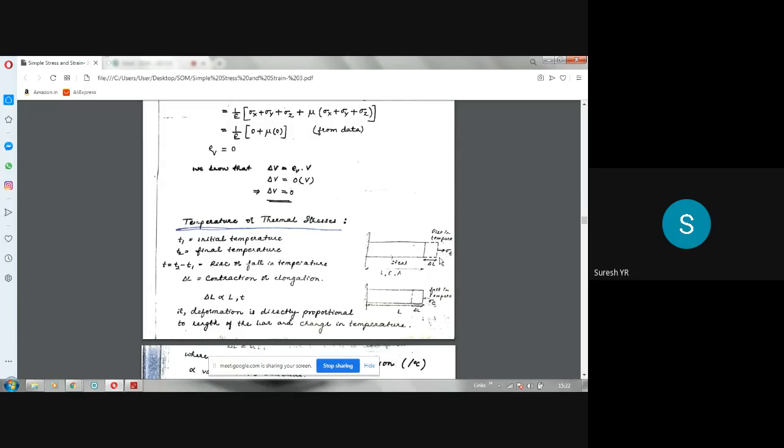L is the length of the bar, E is Young's modulus of the material of the bar, A is the cross section of the bar, which depends on whether it is circular or rectangular or anything.